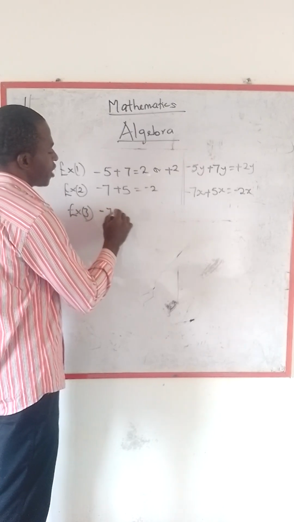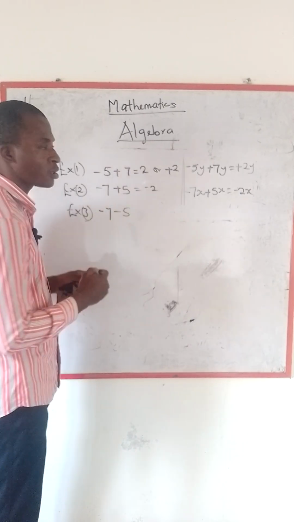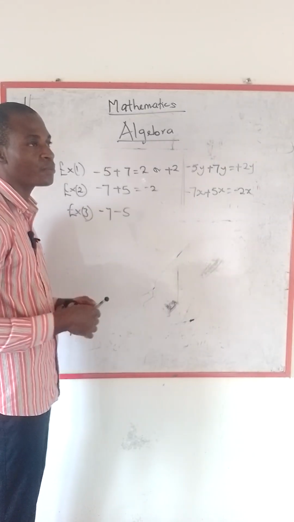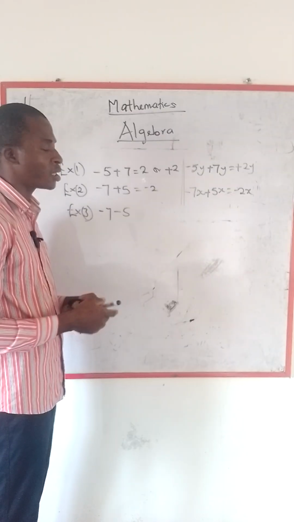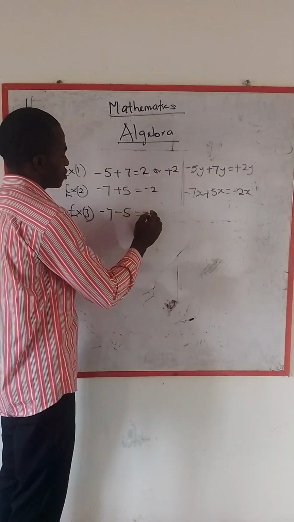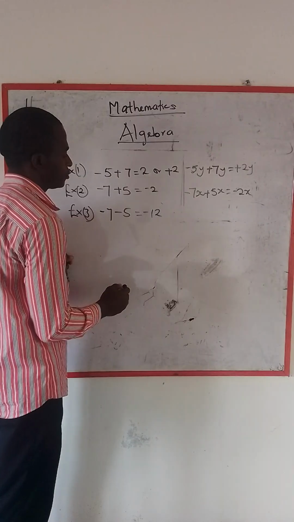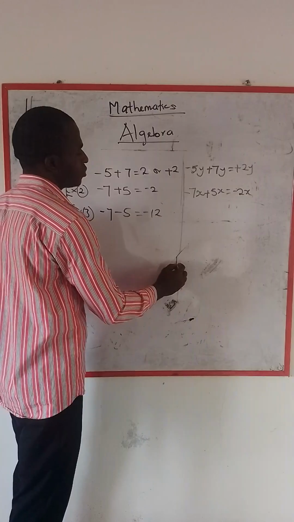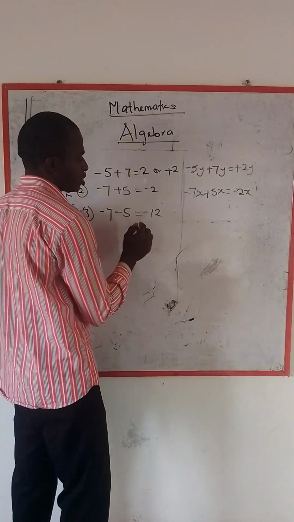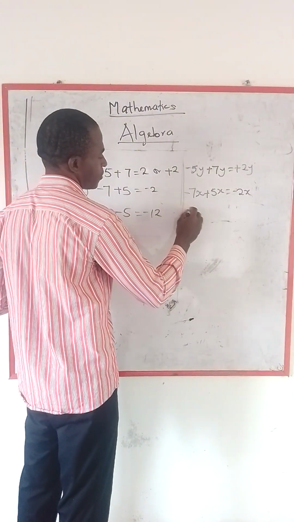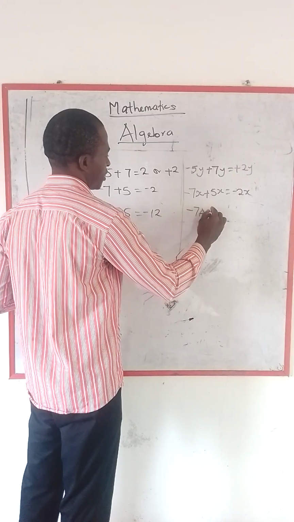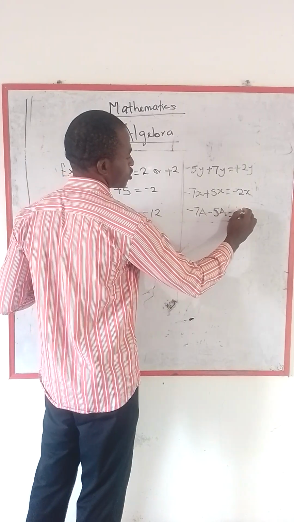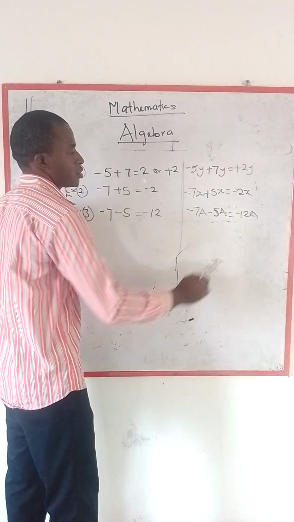For example, I'm having minus 5, minus 7, minus 5. The implication of this is that I am going 7, I'm also going 5. If I put everything I'm going all together, it's going to give me minus 12. If I want to use numbers with alphabets, let me say minus 7a, minus 5a. That will give us minus 12a. This is what you must know.